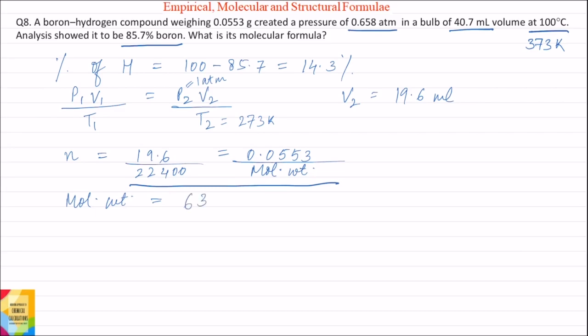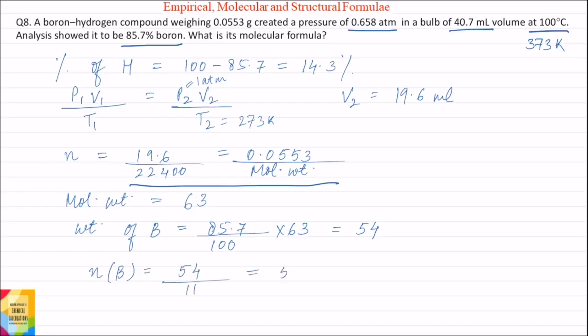Now percentage of boron in this compound is 85.7%. Therefore weight of boron will be equal to 85.7% of 63, and this is equal to 54 grams. From this, moles of boron will be equal to weight divided by atomic weight of boron, that is 54 divided by 11, and this is equal to 5.